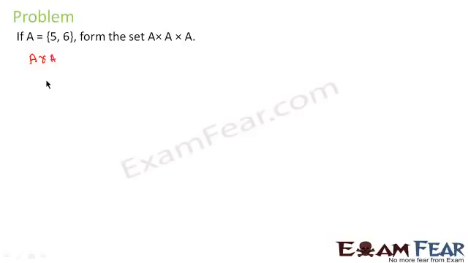So A cross A will be, let's take two sets here, 5, 6 and 5, 6. Just to explain things clearly, we'll take the first element of this and the first element of this first. So it is 5, 5. Then we'll keep the same element of this and take the second element of this. It is 5, 6. Now we'll ignore this element, we'll take this element and the first element of this. So it is 6, 5. And then again we'll take this element, the second element of this set and the second element of this set. So it is 6, 6. So we have A cross A ready.